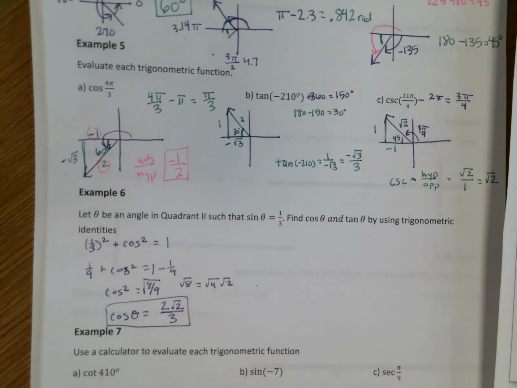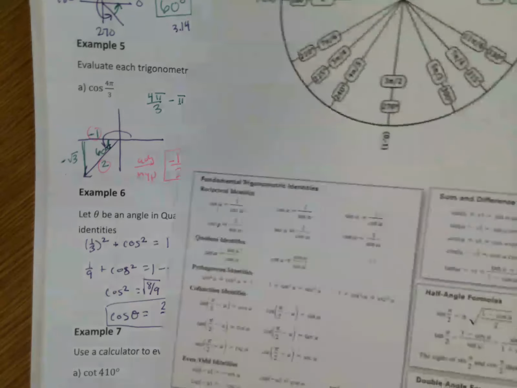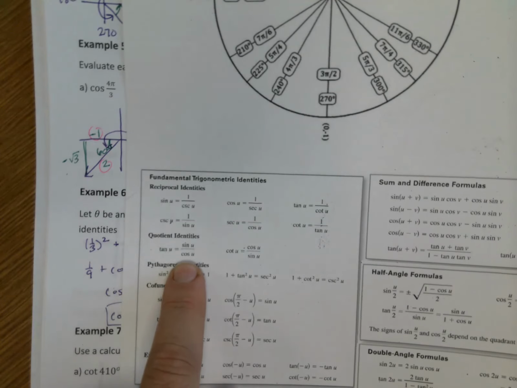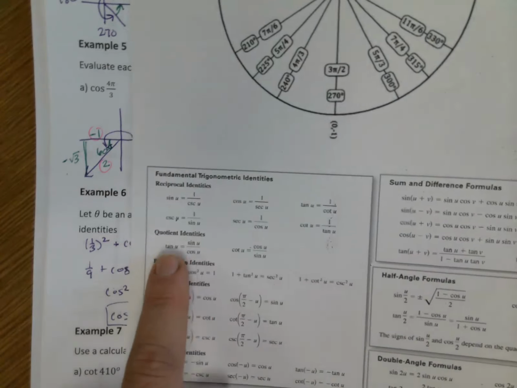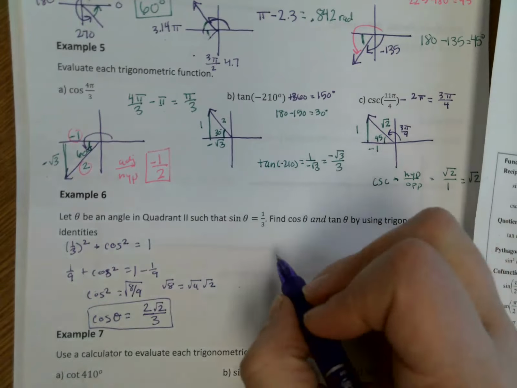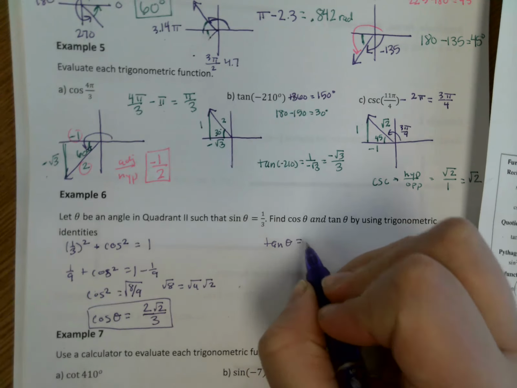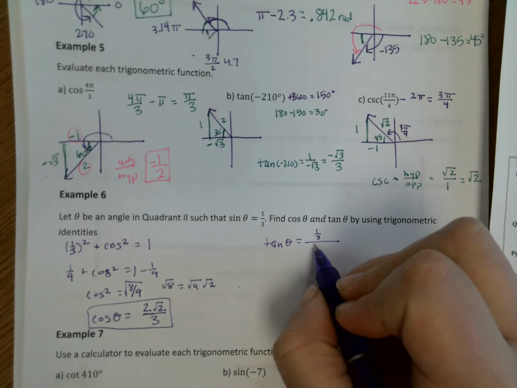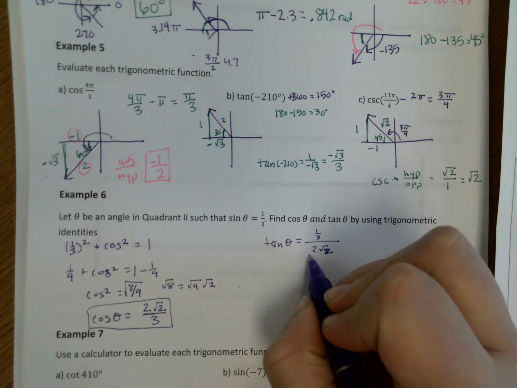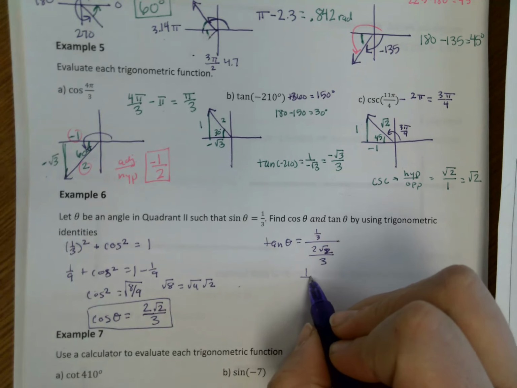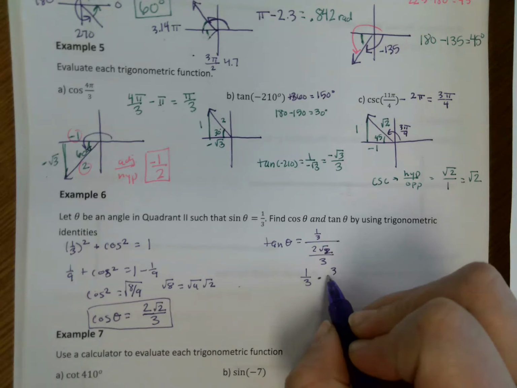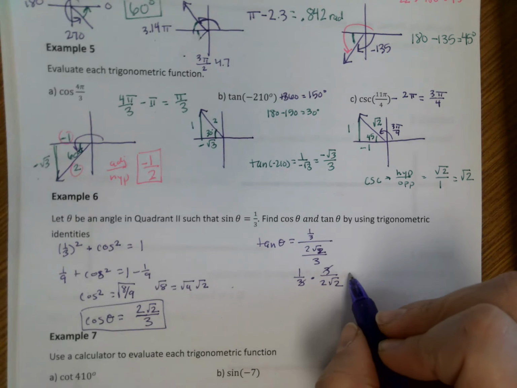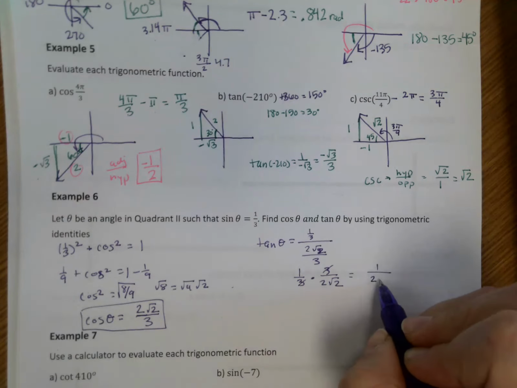Now, same thing, I have sine and I want to find tangent. Well, we just found the cosine also, so we can use the cosine because we just found it. Now we can use this trig identity. That's saying that tan of an angle is the same thing as sine, so 1/3, divided by cosine, 2 square root 2 over 3. And when I divide by a fraction, that's the same thing as multiplying by its reciprocal. So I multiply by the reciprocal. These 3s cancel, leaving me with 1 over 2 square root 2.